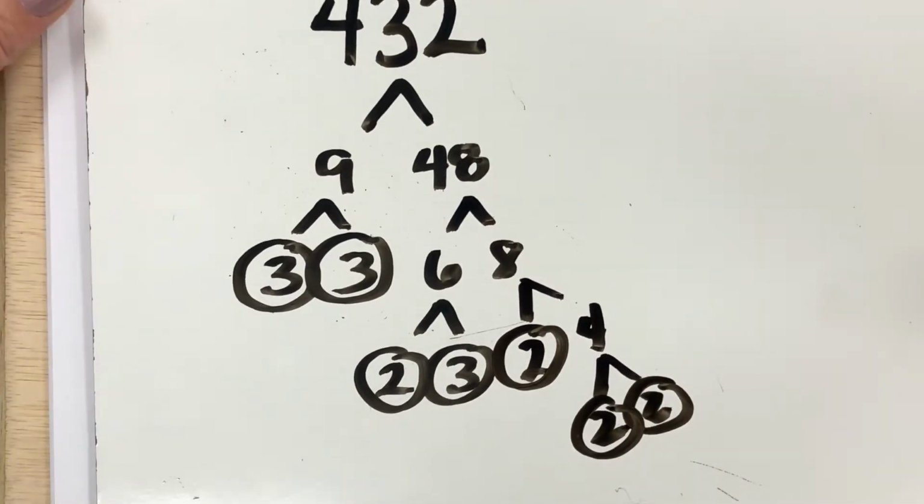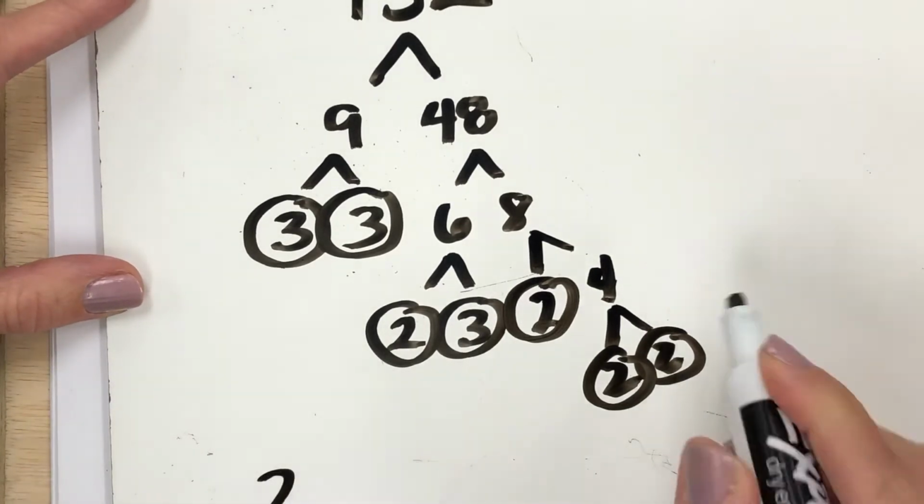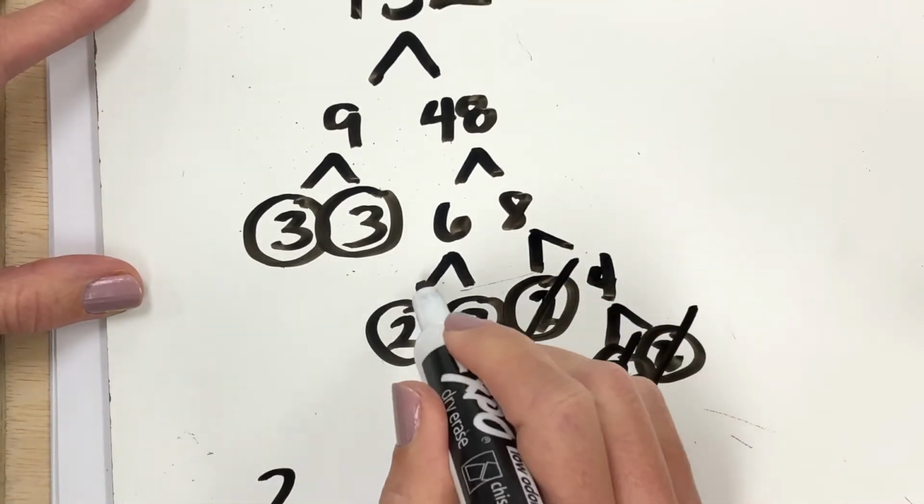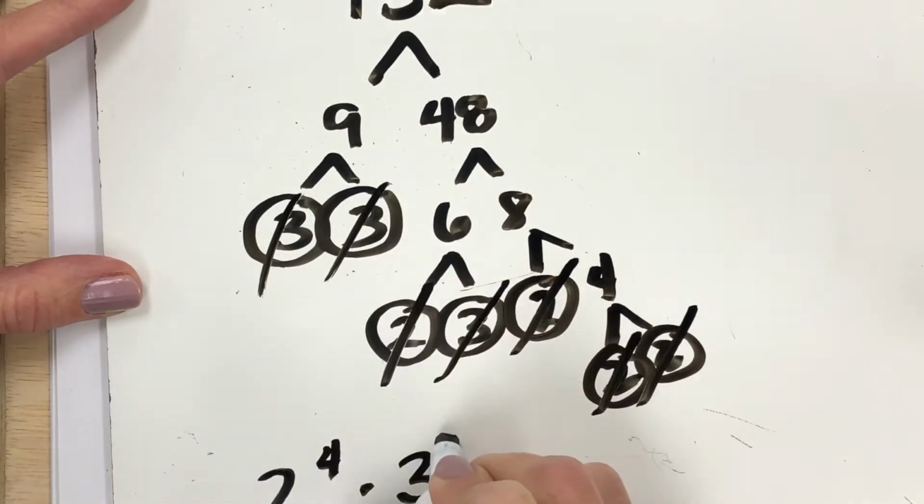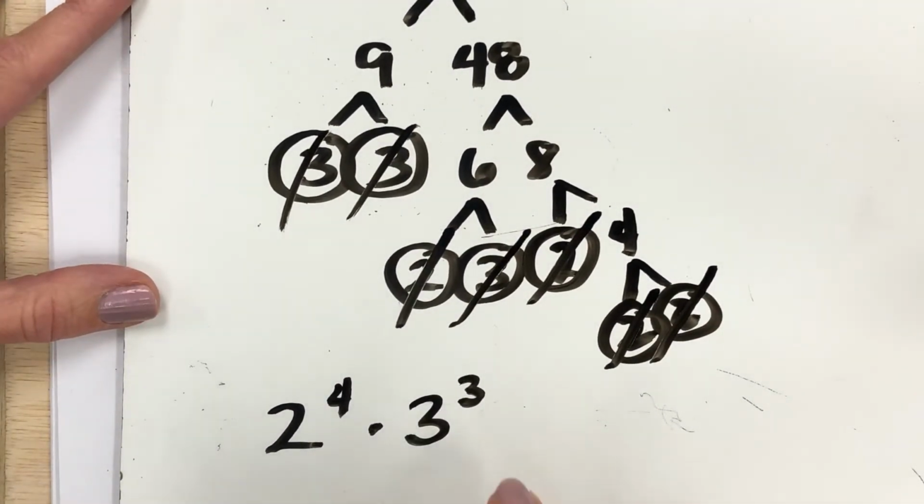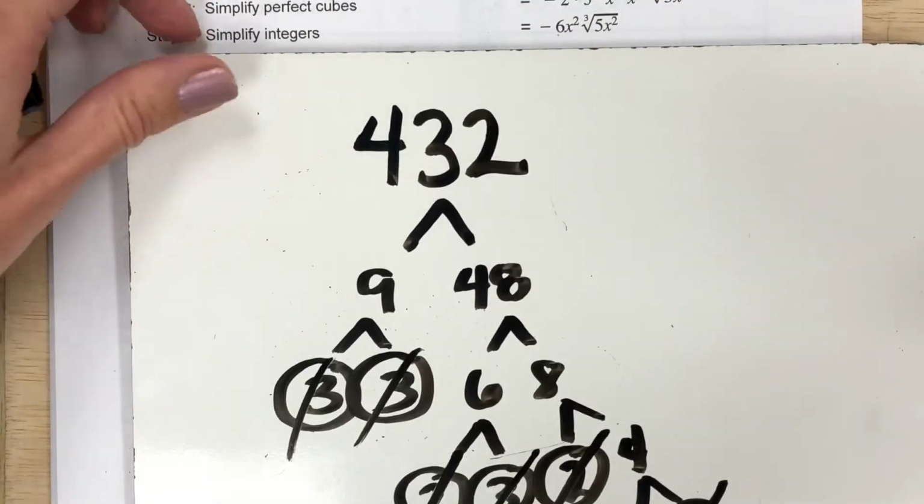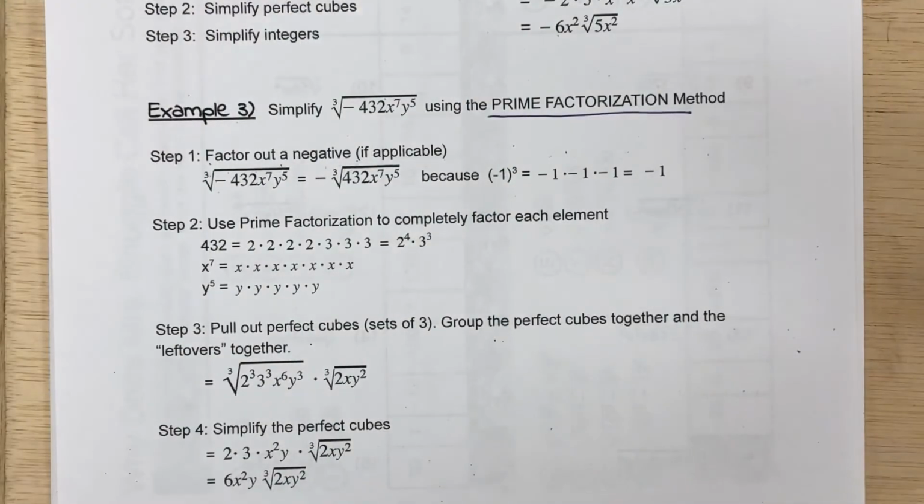So now I finally have the prime factors, and now I'm just going to list them out. I have 1, 2, 3, 4, 2 to the 4th, times, and then I have a bunch of 3s. 1, 2, 3, 3 to the 3rd. So 2 to the 4th times 3 to the 3rd is the prime factorization of 432. That's just a quick review of prime factorization. Let's go back to our problem.